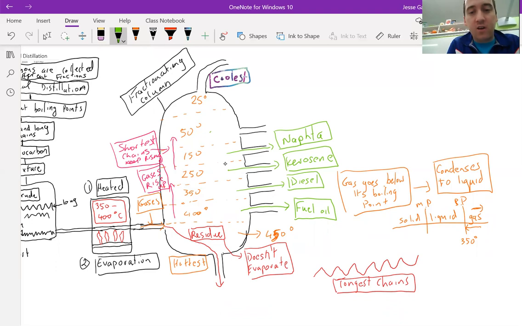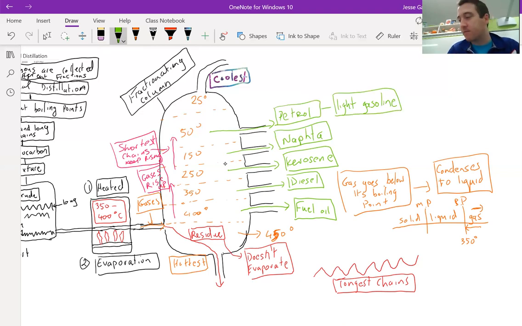50 then, we're talking about the hydrocarbons here. There's around 100 hydrocarbons, and these make up what we call petrol. Petrol, also sometimes called light gasoline. So in America, petrol is called gasoline, and this is why it's got another name, light gasoline.